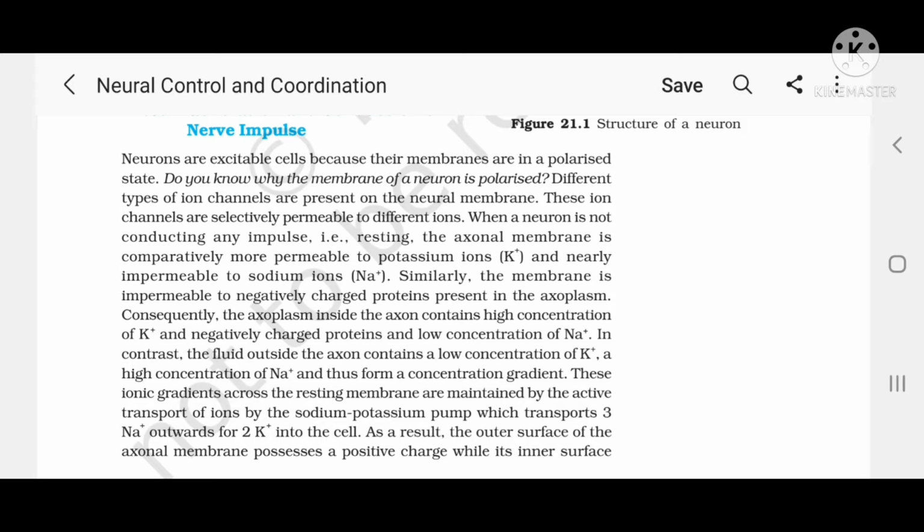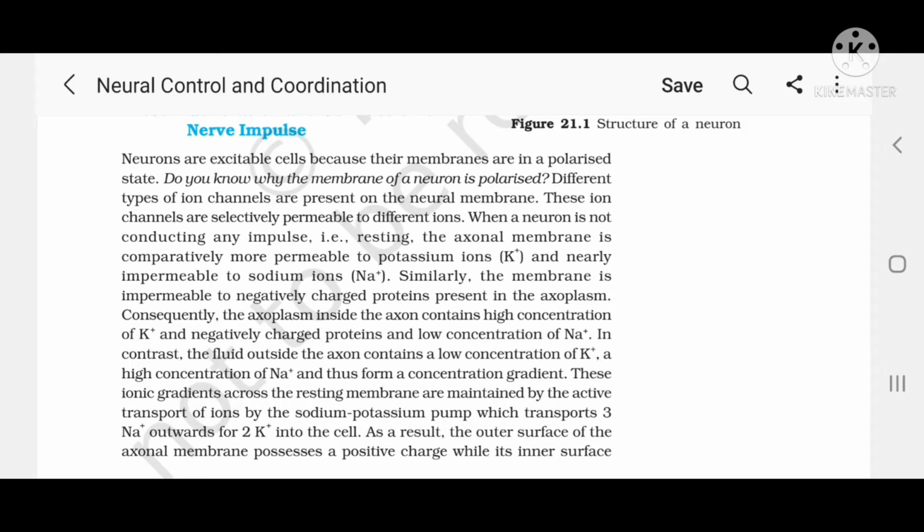Consequently, the axoplasm inside the axon contains a high concentration of potassium ion and negatively charged proteins and a low concentration of sodium ion. In contrast, the fluid outside the axon contains a low concentration of potassium ion and a high concentration of sodium ion, and thus forms a concentration gradient.